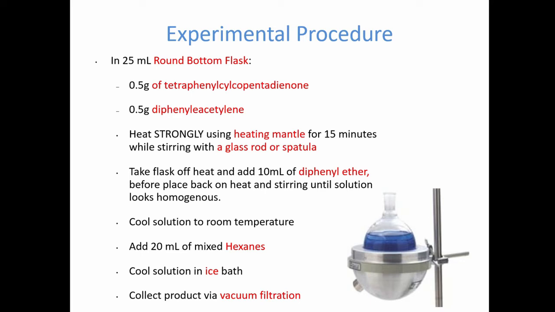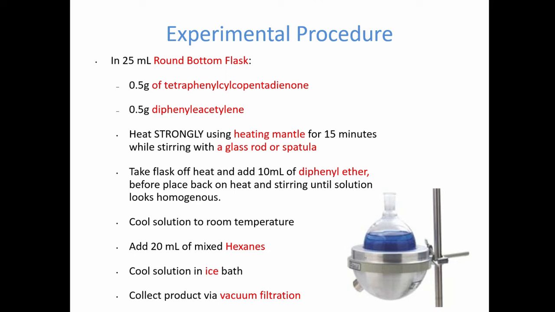After you stir your diphenylacetylene and tetraphenylcyclopentadienone, you'll take the flask off heat and add 10 milliliters of diphenyl ether before you place it back onto heat and stir the solution again until it looks homogeneous. The reason you want to take the flask off the heat and add the diphenyl ether is because the diphenyl ether can inflame if it's too hot. So that's why you take it off and then put it back on.